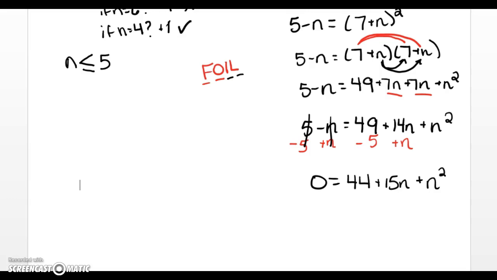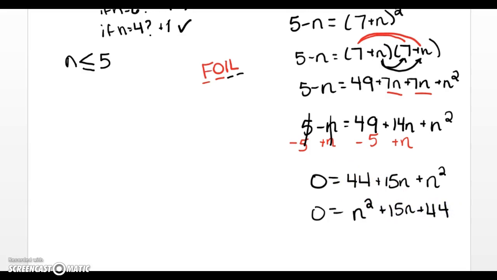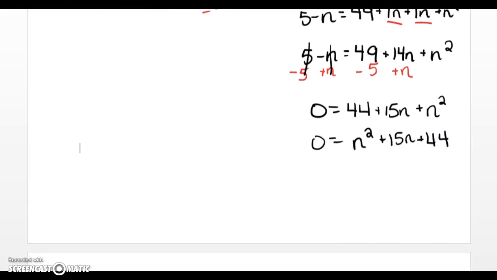What I'm going to do next is rewrite this so it's in standard form. I want my highest exponent first, and then it goes in decreasing order. So here we have positive n squared, so just n squared. Then we have plus 15n. And this here is a positive 44, so we'll separate that with a plus sign. From there, we are ready to start to factor.